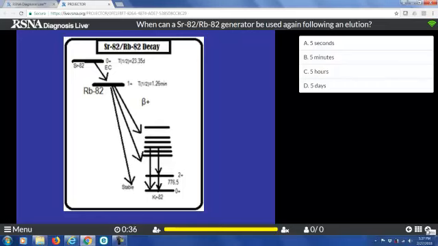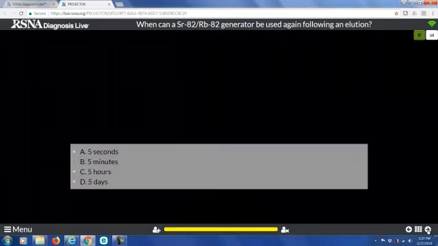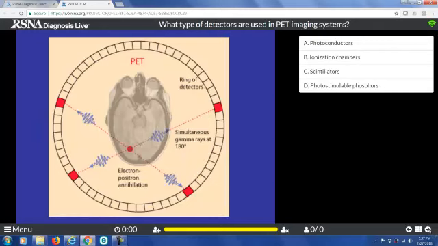Pause your videos until you figure out what you think is the right answer. And if you picked 5 minutes, you are correct. It is always 4 times the daughter half-life for equilibrium to be established, and another elution can be performed. For technetium-99m with a half-life of 6 hours, you have to wait 4 half-lives, or 24 hours, or a day, for it to be eluted again.